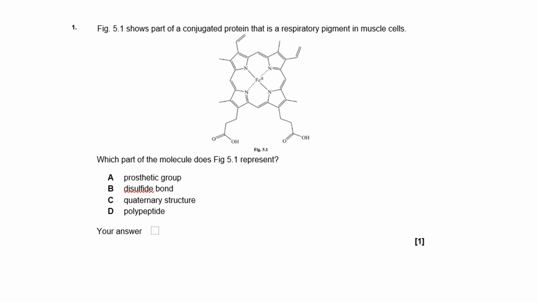Question number one is about respiratory pigments in muscle cells. You should be thinking about the one respiratory pigment you know something about, the protein hemoglobin, and looking at the structure on screen. The unique feature about it is that it contains iron within the molecule of the protein, which is a prosthetic group. So prosthetic group is the answer, A.